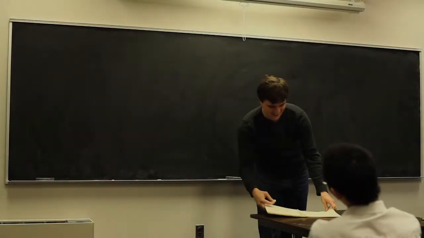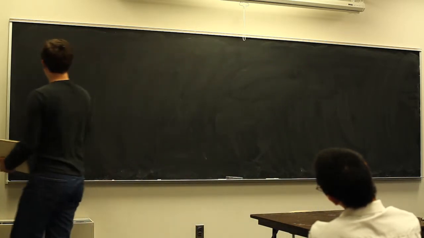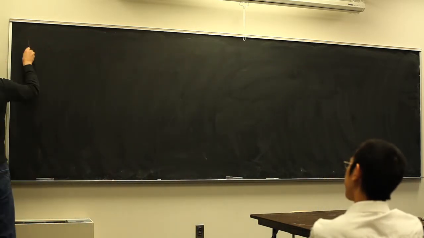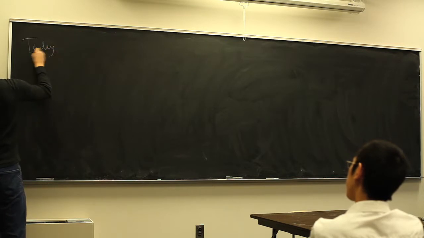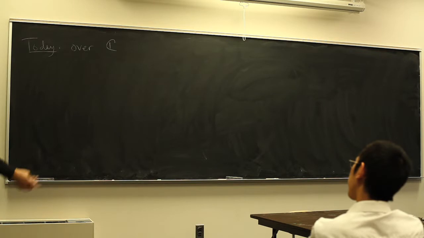We're supposed to do today. All right, so today everything's going to be over the complex numbers. And we're going to try to figure out the structure of Hecke algebras. So our goal is to understand the structure of the Hecke algebra, I guess, better than we have so far.